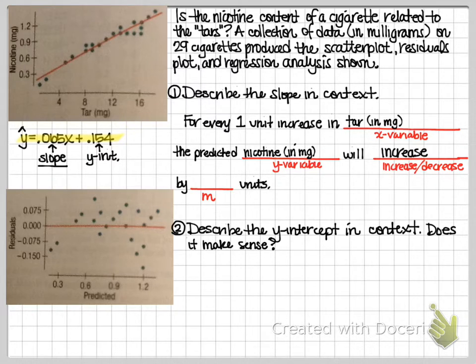Now I just grabbed the slope from the equation, which in this case was 0.065. And I don't really need to worry about replacing the units with the appropriate measure because I've already identified milligrams for the x variable and milligrams for the y variable. As long as I put the units in there, it should be good. And that's my answer to the first one.